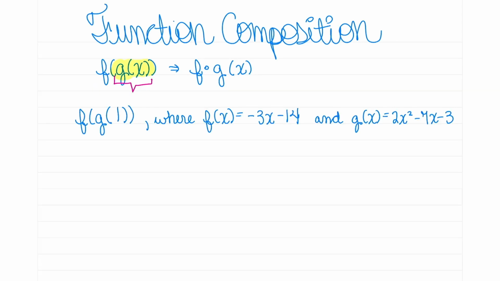Let's say we have this example where we are asked to find f of g of 1, where f of x is negative 3x minus 14 and g of x equals 2x squared minus 7x minus 3. What that means is that we are going to evaluate the function g where x equals 1, which means we are going to replace every x in g with a 1. So let's do that first.